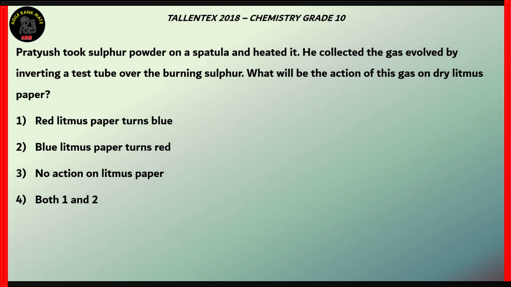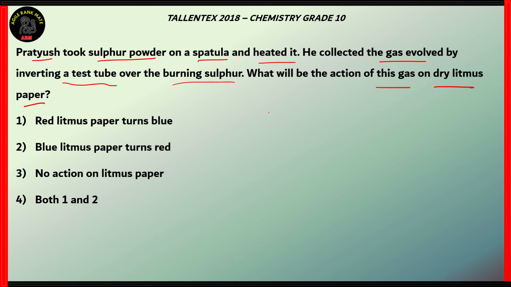Now let's look at another question. This one is from chemistry. Now, a person, Pratyush, took sulfur powder on a spatula and heated it. He collected the gas evolved by inverting a test tube over the burning sulfur. You need to find out what will be the action of this gas on dry litmus paper.